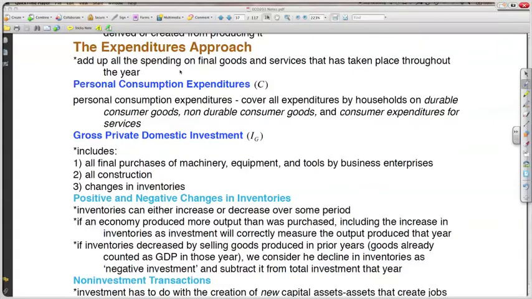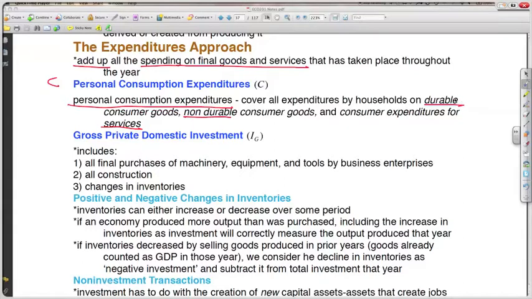Alright, in our expenditures approach, all we do is add up all the spending on final goods and services that take place throughout that year, because remember, GDP is an annual number. So first we have personal consumption expenditures. This is going to be our C. Personal consumption expenditures is all the money that we as individuals or households spend on durable, non-durable consumer goods, and then also on services.